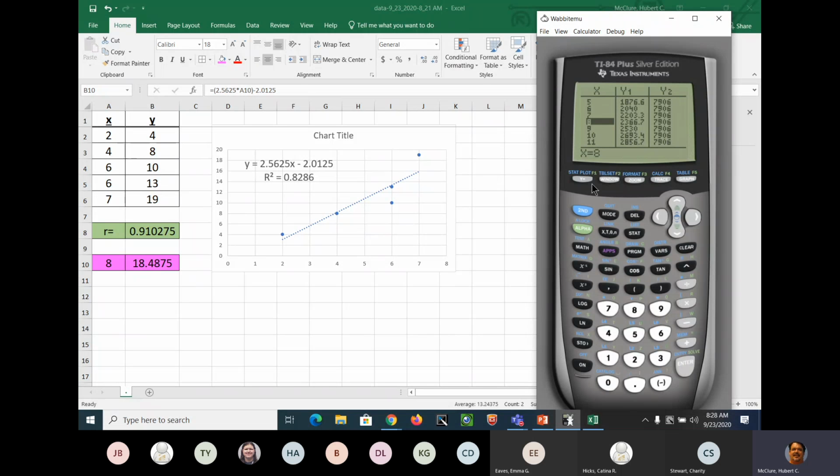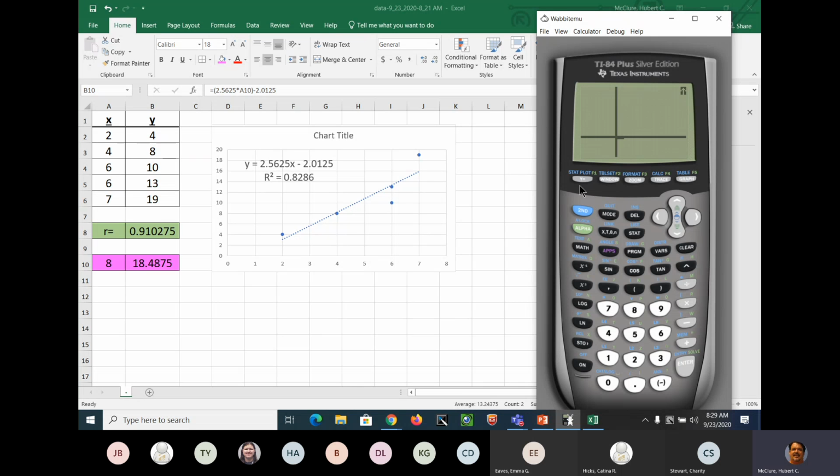Oh, I know why. I haven't cleared my graph. Sorry about that. I got to put the formula in the calculator. So Y is equal to 2.5625 X minus 2.0125 and graph.